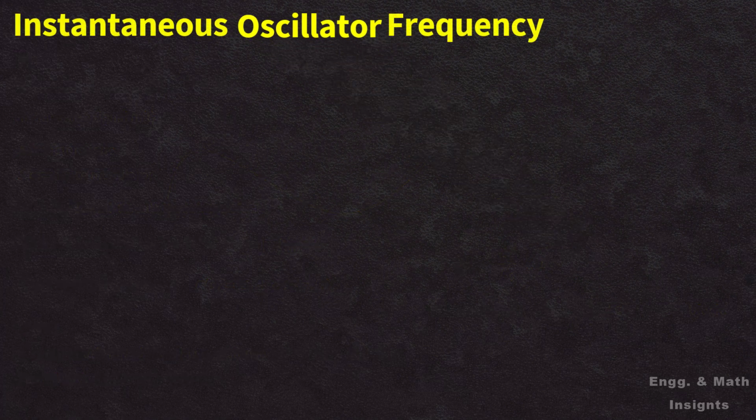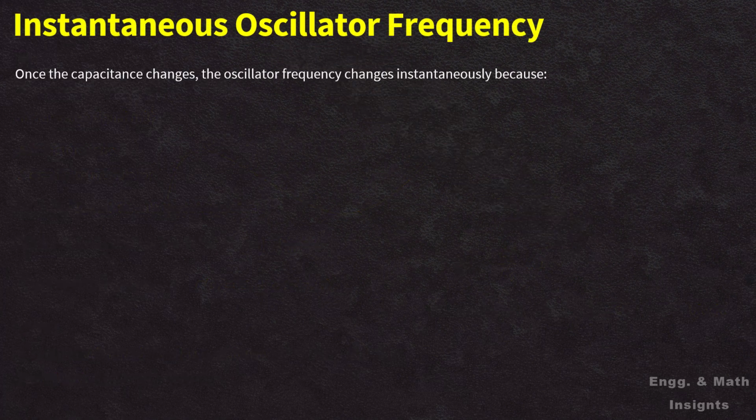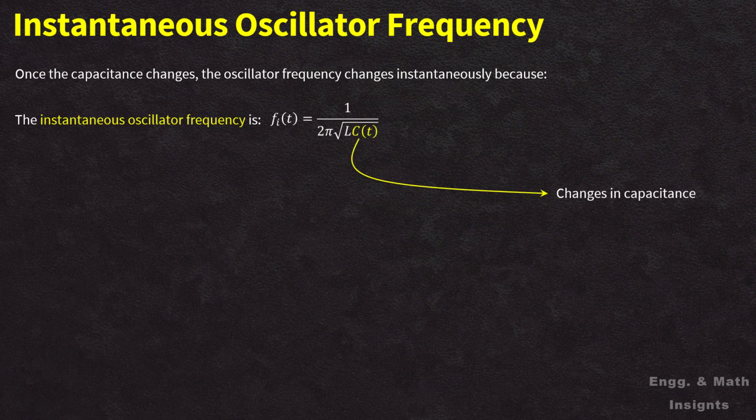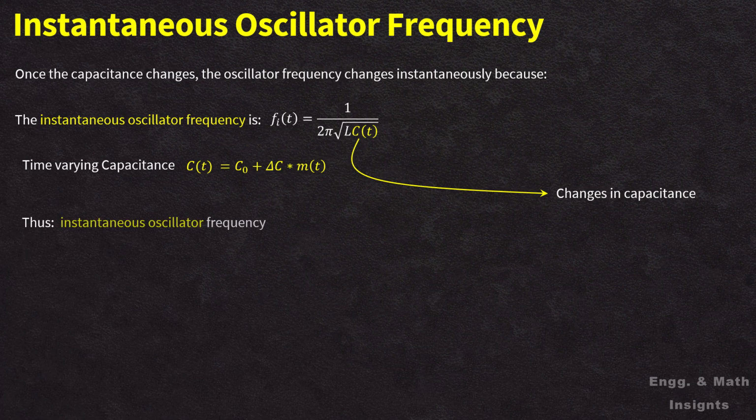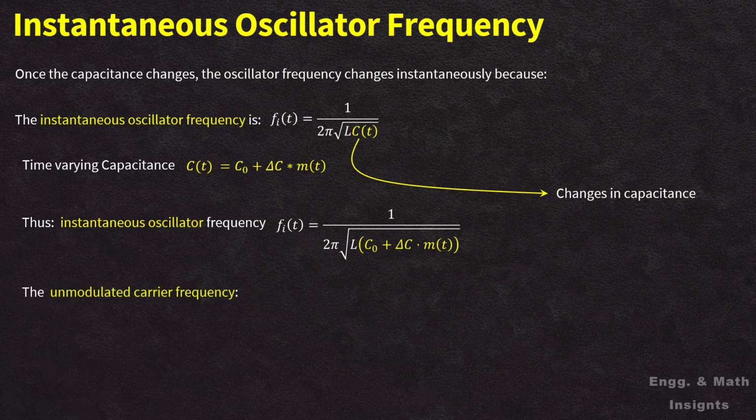Once the capacitance changes, the oscillator frequency changes instantaneously, because the instantaneous oscillator frequency fi(t) is 1/(2π√(L C(t))). And in place of C(t), we can put the value of the time varying capacitance as C0 plus ΔC times m(t). Then the instantaneous oscillator frequency fi(t) can be written as 1/(2π√(L(C0 + ΔC m(t)))). Now we can define the unmodulated carrier frequency fc as 1/(2π√(L C0)).